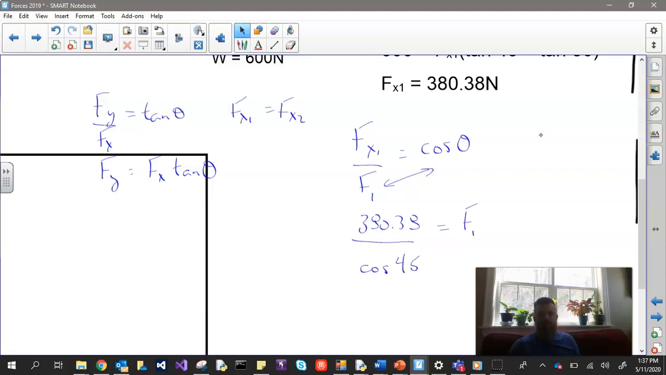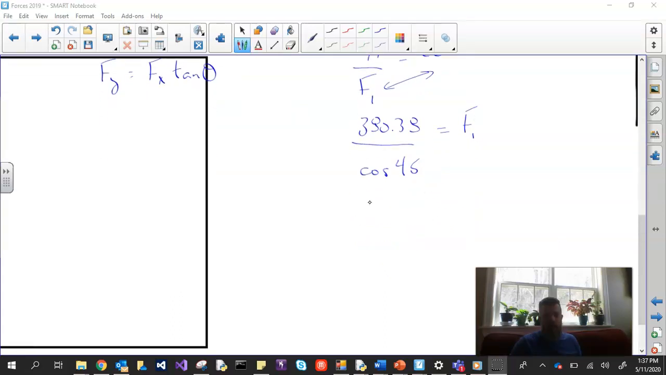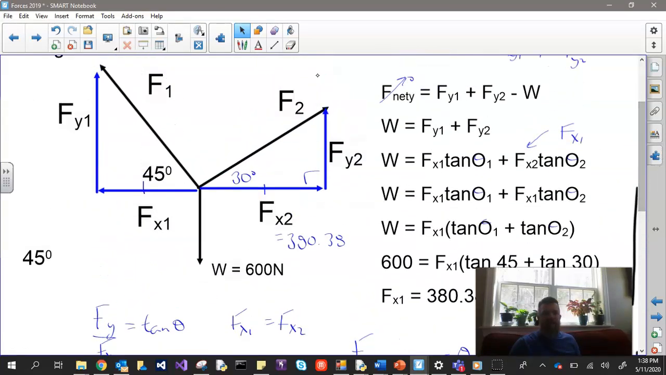Repeat the same process over here for F2. I'm not going to write it down. I'm just going to tell you what the answers are. When I do the math for that, I should find F1 is equal to around 537.94 newtons. And F2, because I would be doing divided by cos 30, which gives you a bigger value to divide by, I get 439.22 newtons. And we said that F1 would be bigger because the Fy1 was bigger than the Fy2. So these would be the forces in each of those cables.